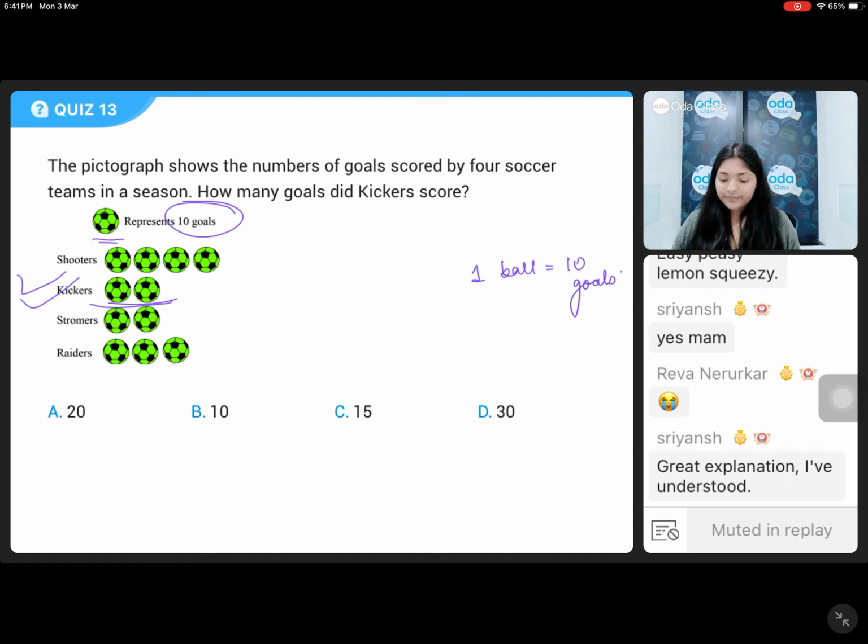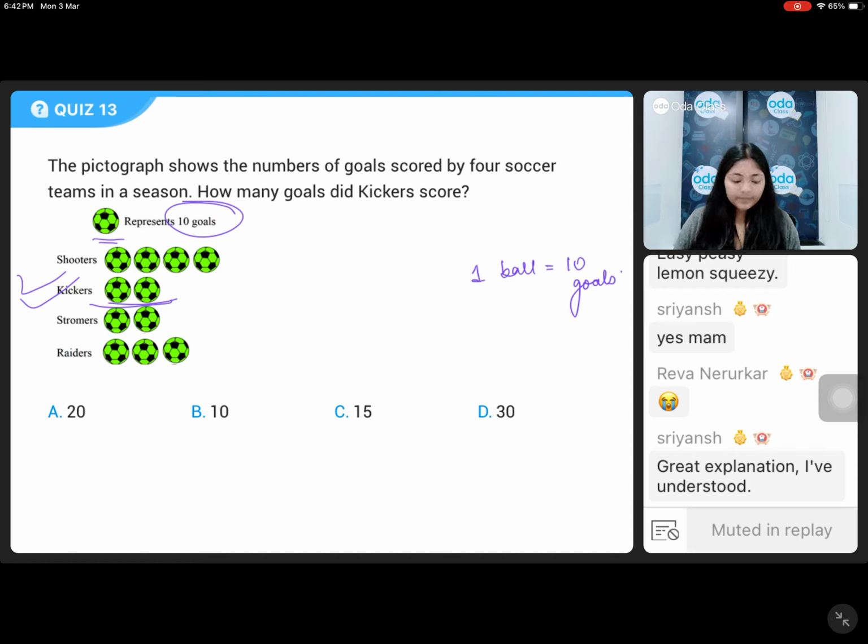Everyone should try it out here, bacha. I can see the performance has improved. Very good. One ball is representing 10 goals. So two balls will represent how many? That is what you need to answer. 10 more seconds. Everyone try it out quickly. 5, 4, 3, 2, 1. Time is up.